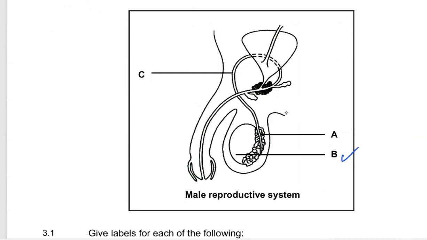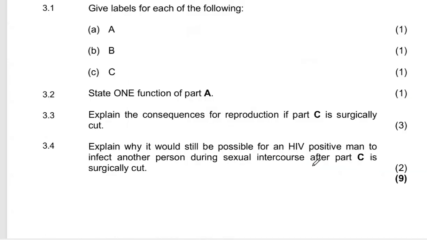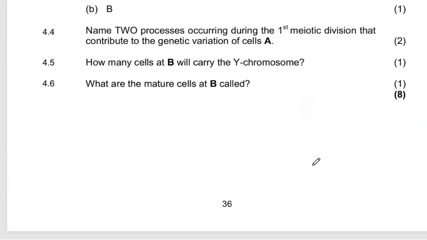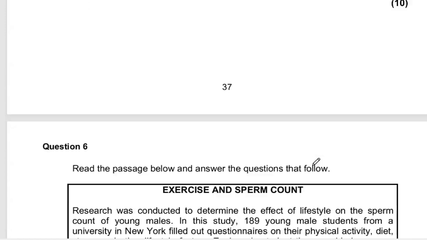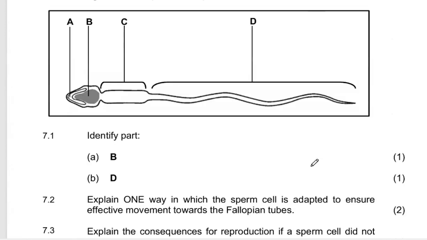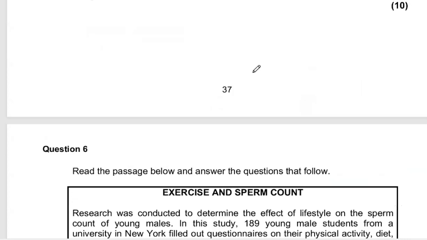What is B here? It is testis. What is A? Epididymis. And what is C? It is vas deferens. So at least the labeling is not that bad. So now let's go to the second part.